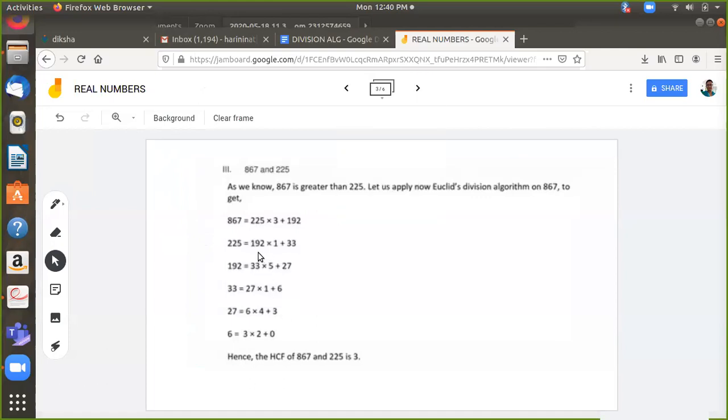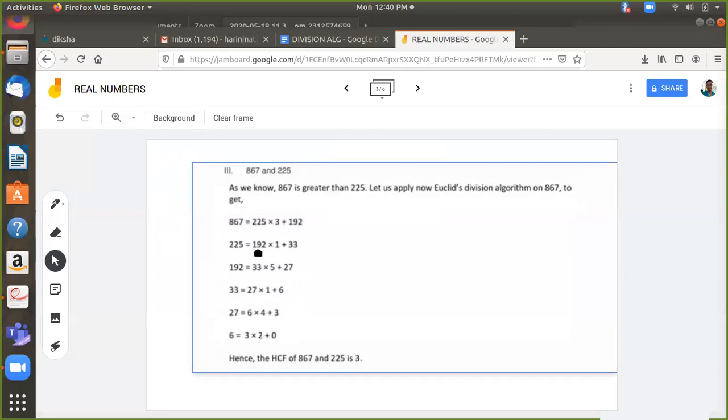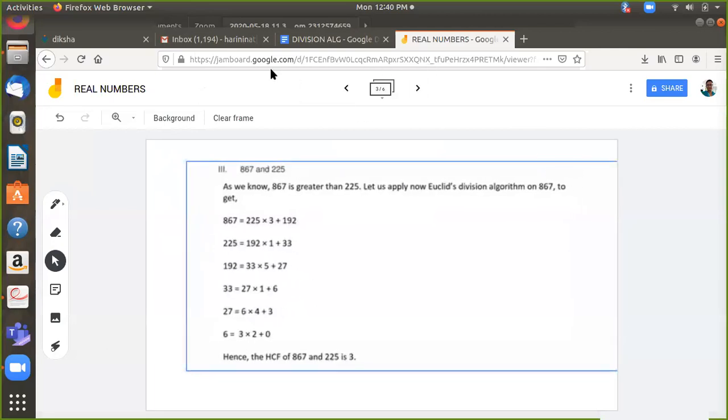Okay, now I have the numbers 192 and 33 which I should divide. The 192 and the 33. So 192 will have 33 five times. When I multiply 33 and 5 and subtract it from 192, I get 27, which is the new remainder. Now the next step, I will be taking the 33 and the 27.